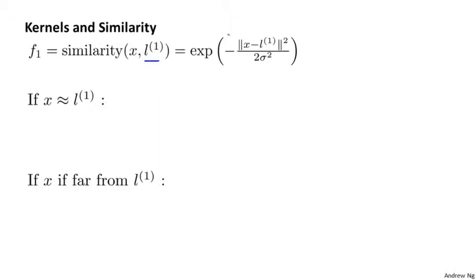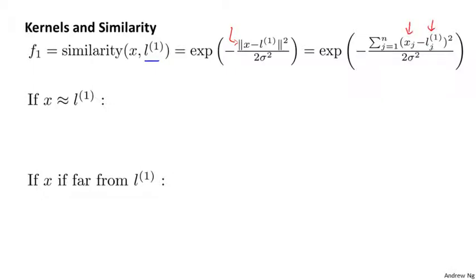Just to make sure we're on the same page about what the numerator term is, the numerator can also be written as a sum from j equals 1 through n of the component-wise distance between the vector x and the vector L. And again, for the purpose of these slides, I'm ignoring x0, the intercept term, which is always equal to 1. So this is how you compute the kernel, or the similarity, between x and a landmark. So let's see what this function does.